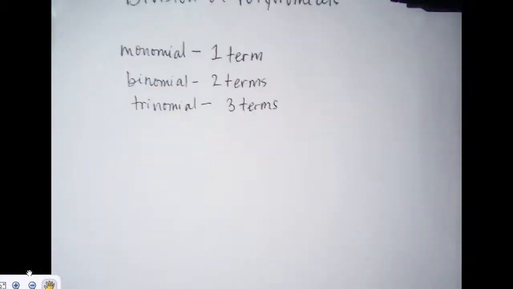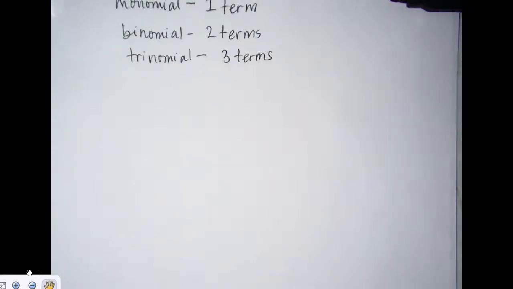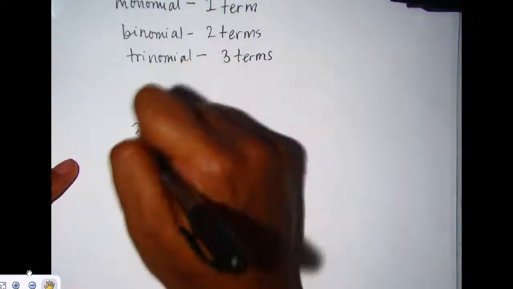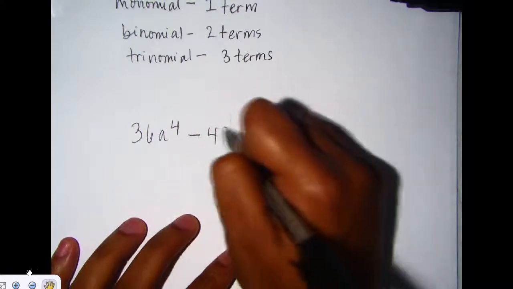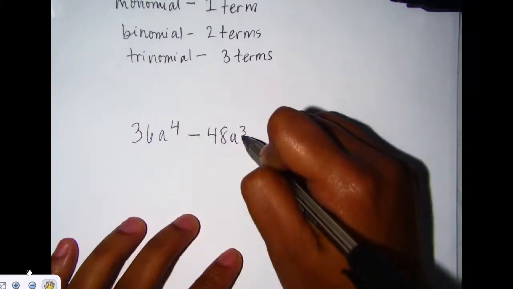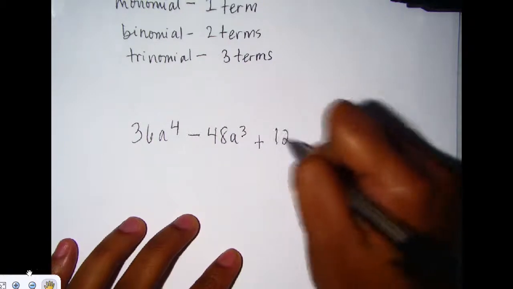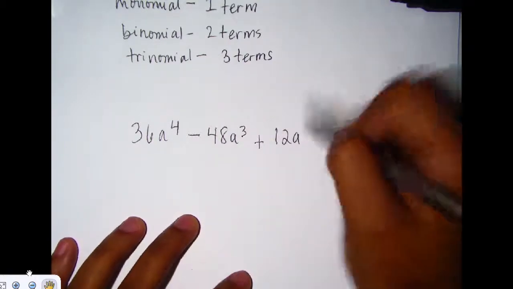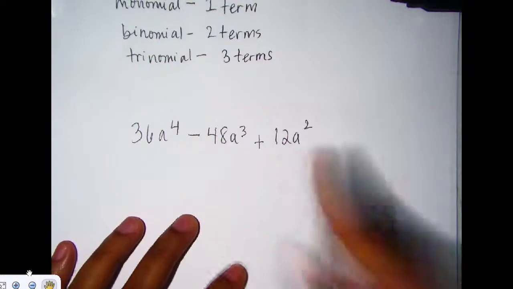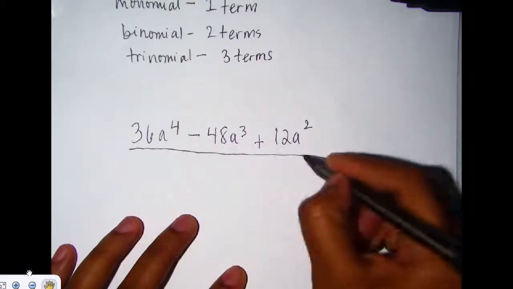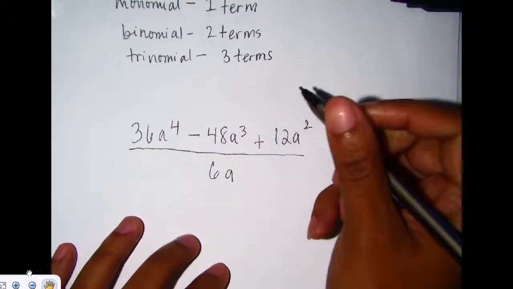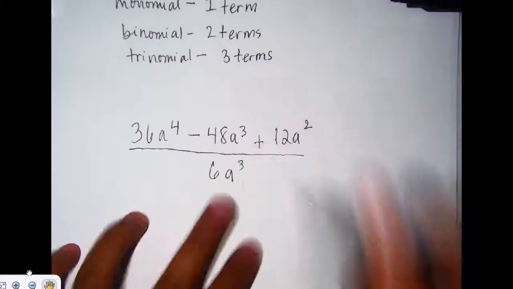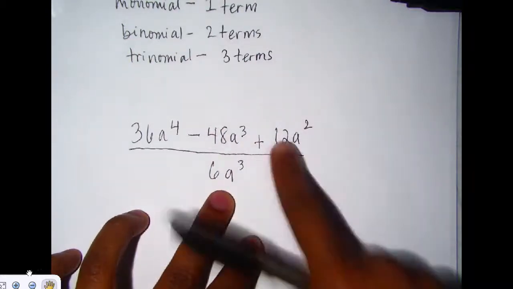So in this case, where we're going to get started is if I look at example 1, the skill practice number 1, they give us 36a to the 4th, and then we have negative 48a to the 3rd, and the third term is plus 12a to the 2nd. So this would be a trinomial, and what we want to do is divide into this expression or trinomial this 6a to the 3rd. And this is, again, a monomial. So this is one term with three terms.